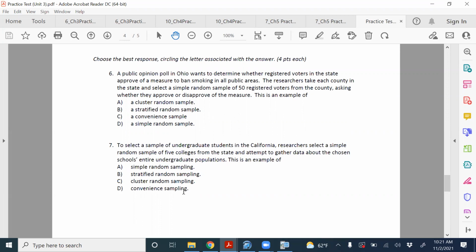So what would we call this? Would it be a simple random sample, or would it be stratified? Stratified, you take different groups, exactly. This is a stratified random sample because you're doing it from each county.